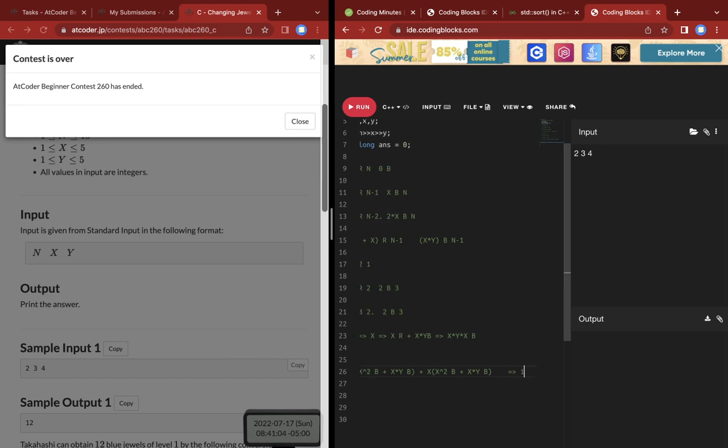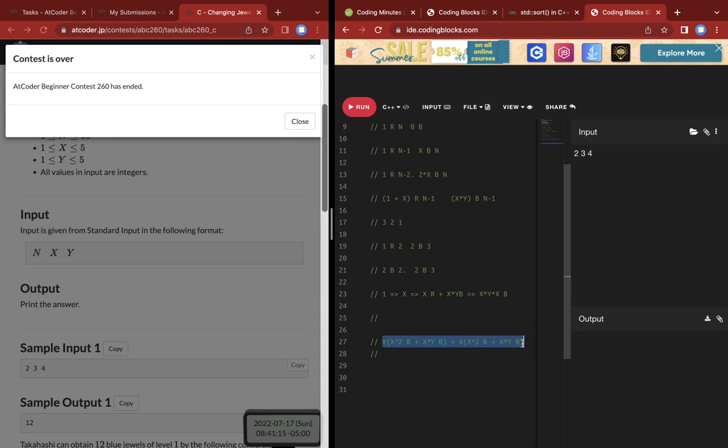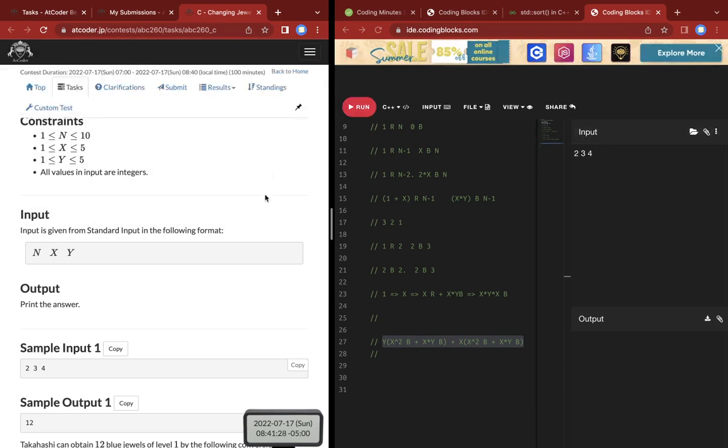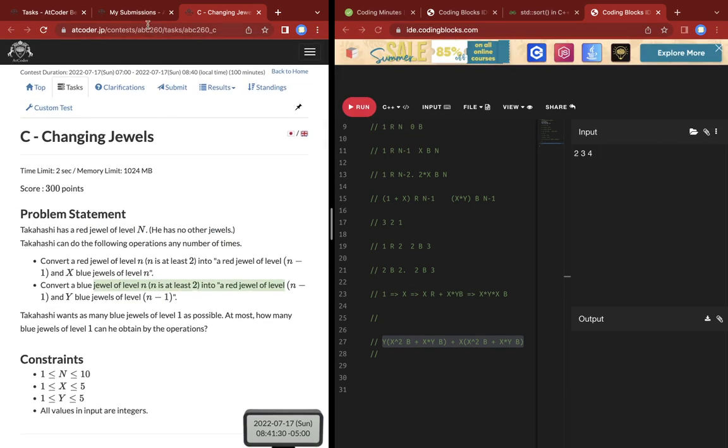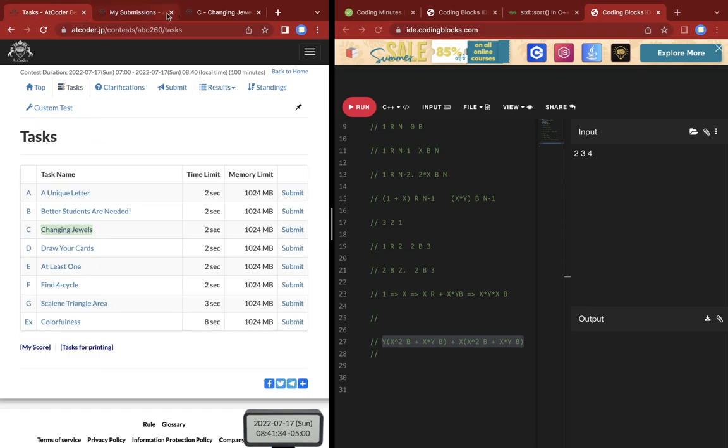So now this would be 1. If not, we would just multiply whole of this by y and whole of this by x. Phew, that's pretty bad. I don't know if that's right or wrong. Pretty trash question, I would say.